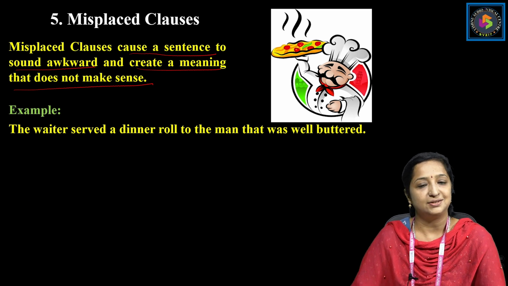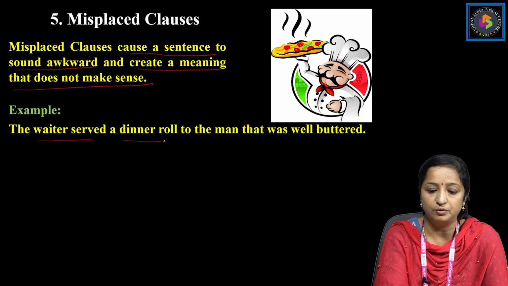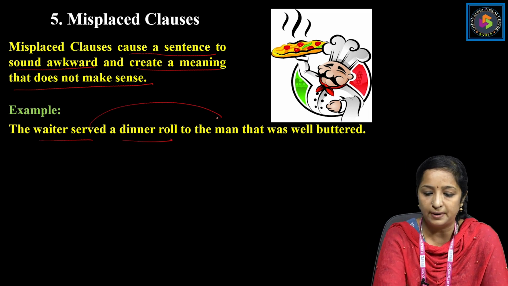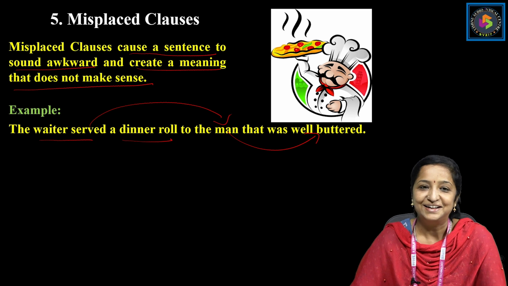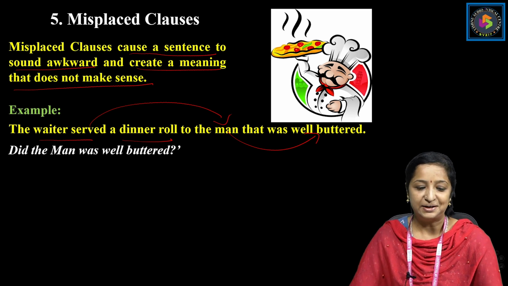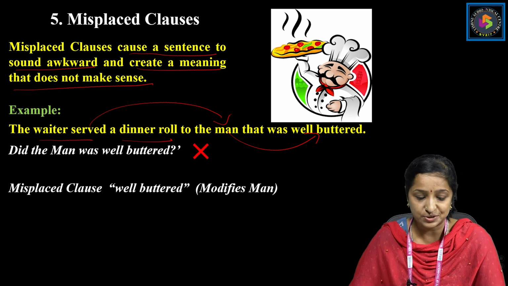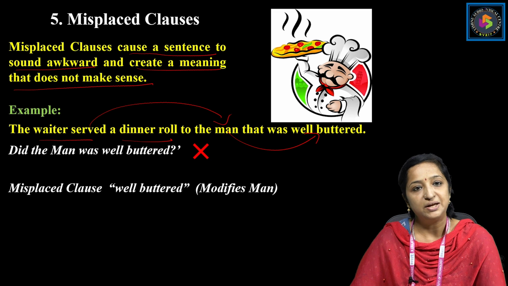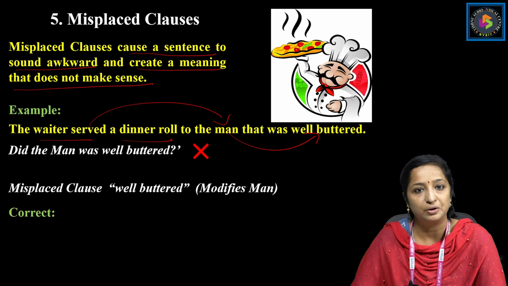So, this sentence conveys a meaning that the waiter served a dinner roll to a man, and that man is well buttered. Here, the dinner roll can be well buttered, but not a person. So, obviously the sentence is wrong. Here, the misplaced clause is "well buttered," which modifies a man instead of a dinner roll.